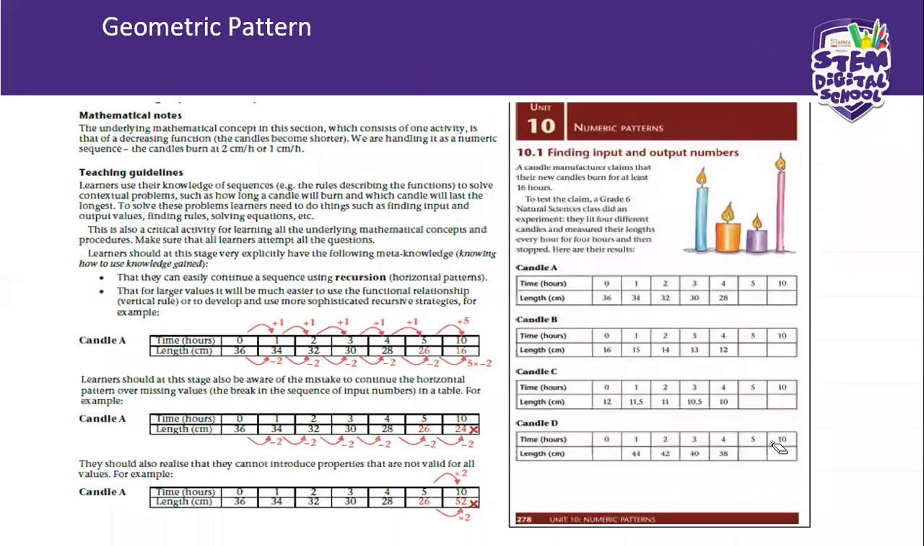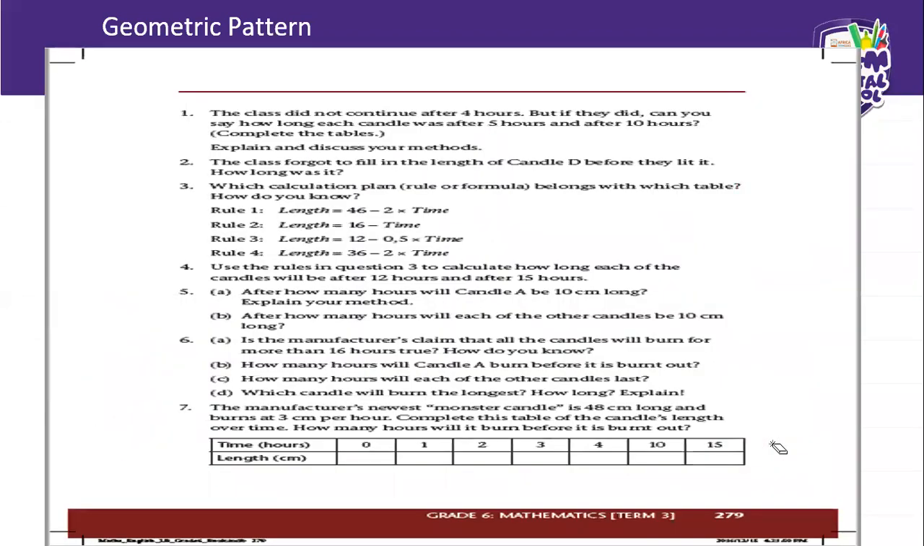So I'm going to give you guys 2 minutes to answer that. And remember that as it says, explain and discuss your method. I'm going to give you 2 minutes to say for each one. Remember, as I was going along, we stopped at 16. Now you must state, after 5 hours and after 10 hours, how long was A? After 5 hours, after 10 hours, how long was B? And you move on. So I'll give you guys 2 minutes to do that, because you have the information with you right now.